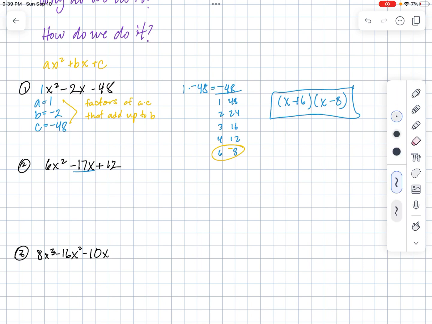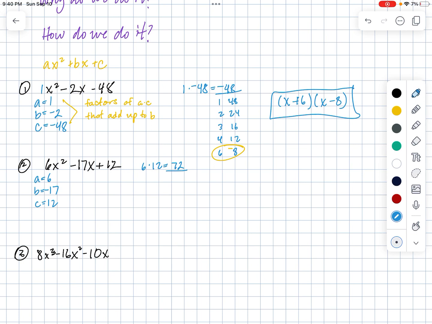Okay, so now we're going to start the same way we did previously. Identify A, which is 6, B is negative 17, and C is 12. We're going to do the same thing. Factors of A times C that add up to B. This time, A is 6 and C is 12. So we multiply those and get 72.